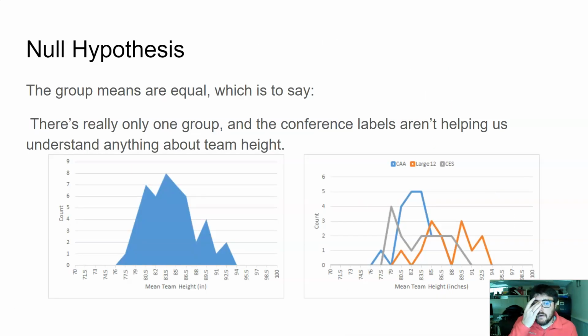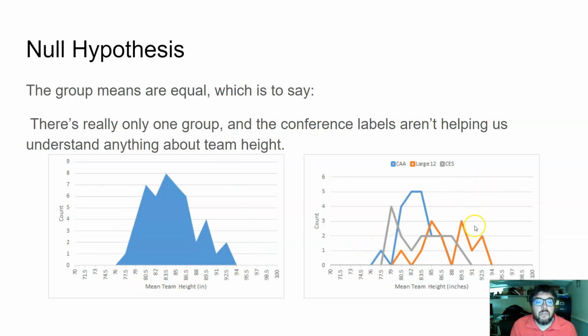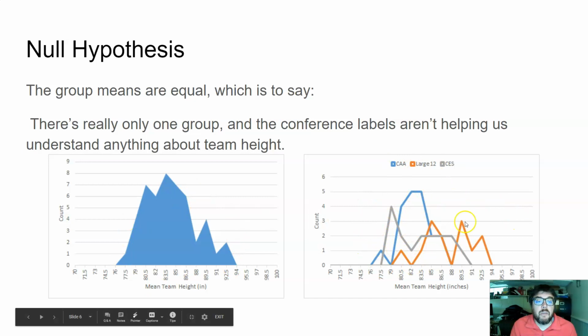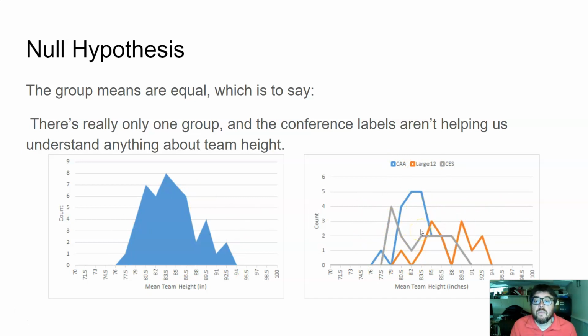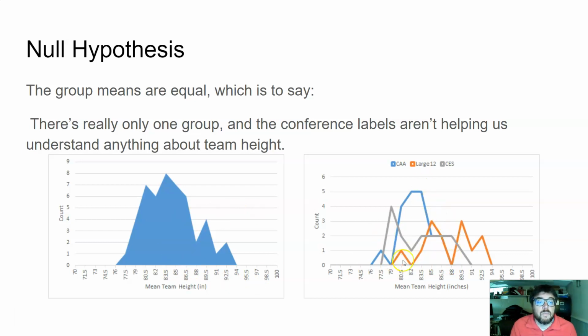So going back to our hypothetical example, here we have the overall sample, and the same sample displayed as different groups. What we are testing is the null hypothesis that says that this is just as good an explanation for height as this. So it doesn't give us any extra information about a player in the Big 12's height. We don't say they're in the Big 12, we just say they're from this overall population. So that's our null hypothesis: all the groups are being sampled from the same underlying population.